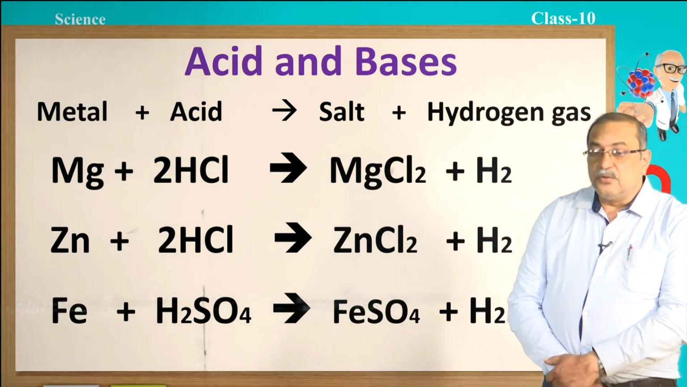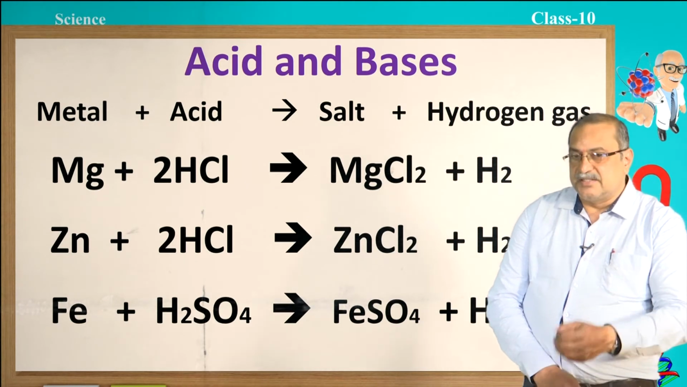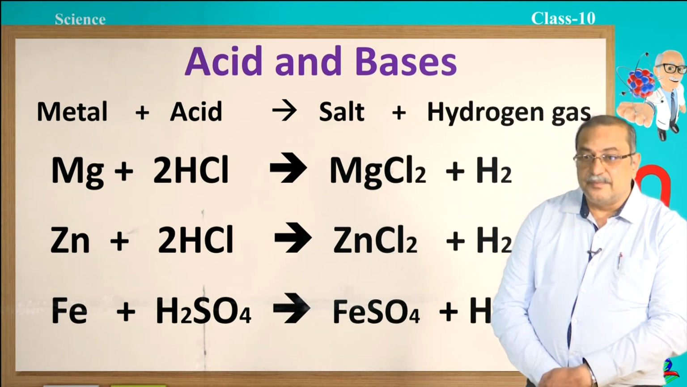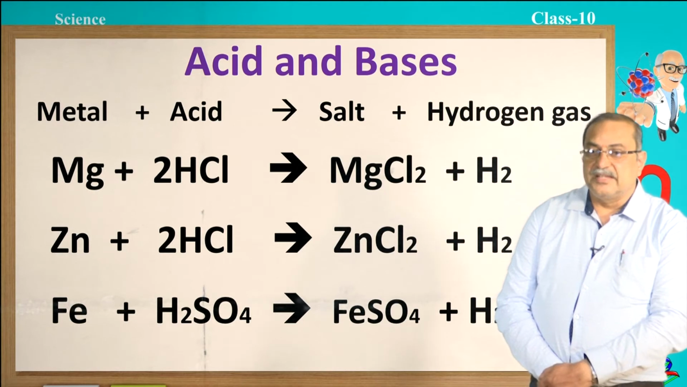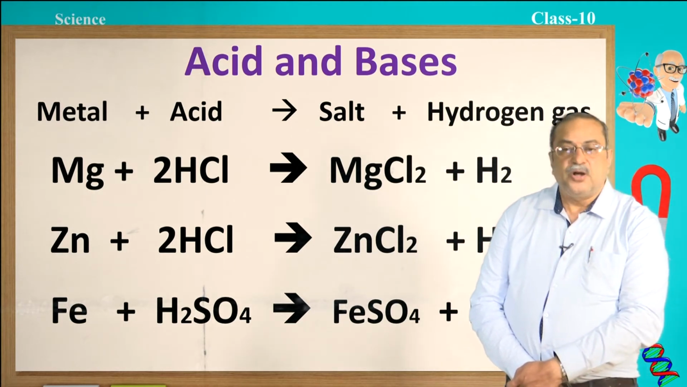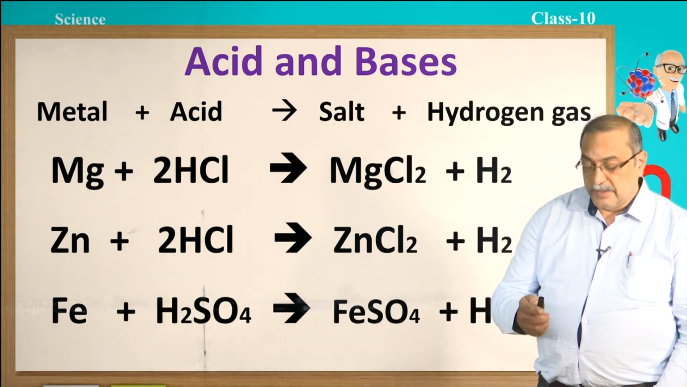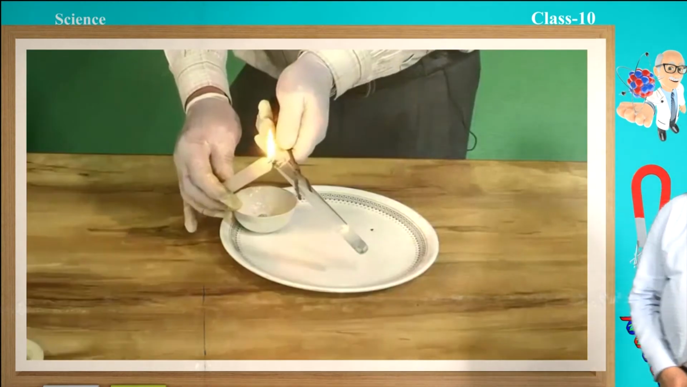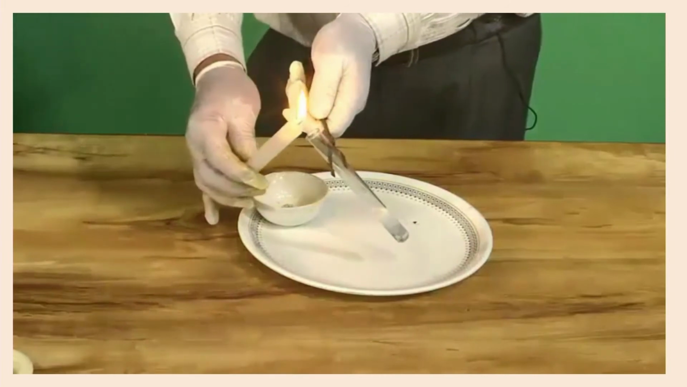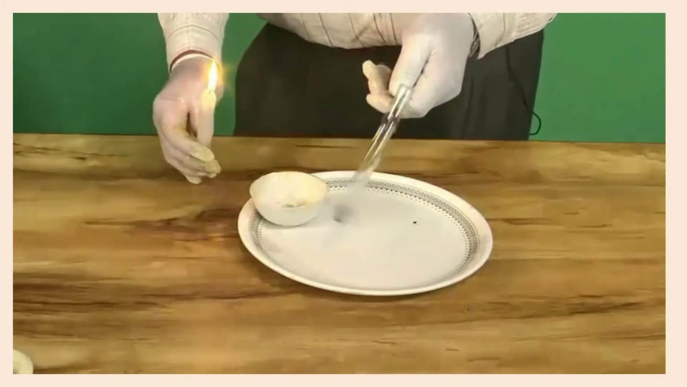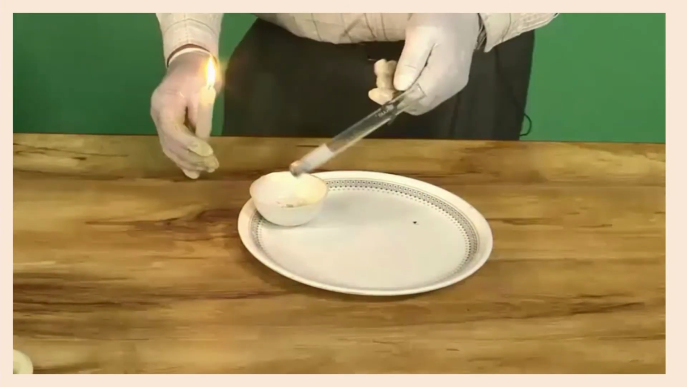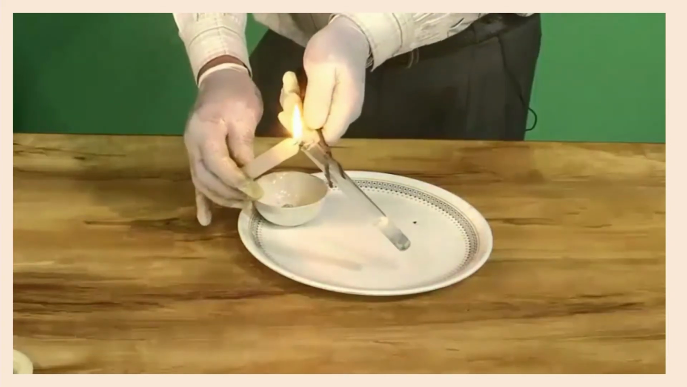Now, hydrogen gas does not have any color, taste or smell. So, how to check whether it is hydrogen gas or not? For that, I am going to show an experiment, observe carefully. Here in the test tube I have taken zinc granules, and sulfuric acid is taken in this one. See this one, it gives a pop sound.